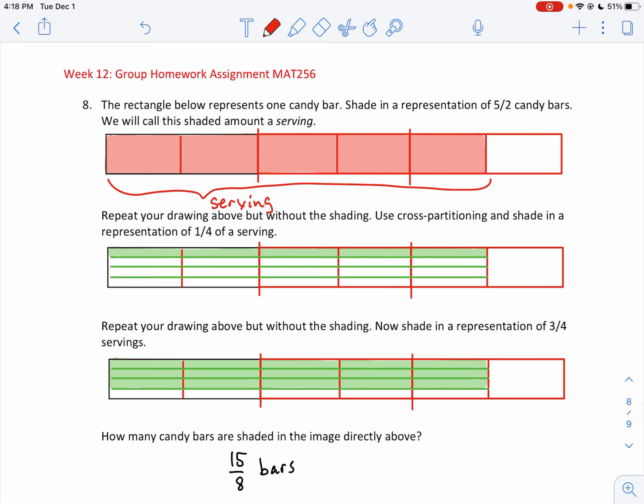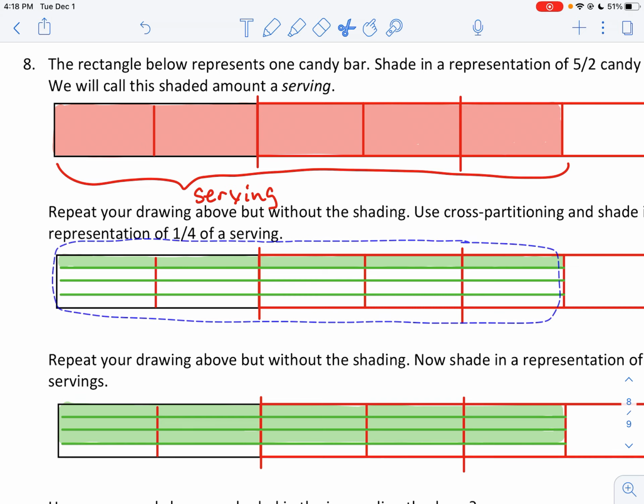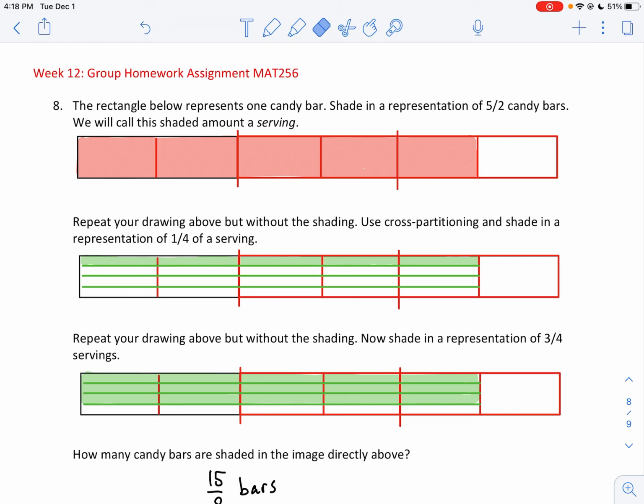Repeat your drawing above, but without the shading. So I just repeated all the red stuff, but I didn't shade in the red. Use cross-partitioning and shade in a representation of 1/4 of a serving. So cross-partitioning, again, I went horizontally, and I did 1/4 of a serving. Remember, a serving was up to this point. And I wanted to do 1/4 of that, and I did it horizontally, and that's what I shaded in green. So there's 1/4 of a serving.